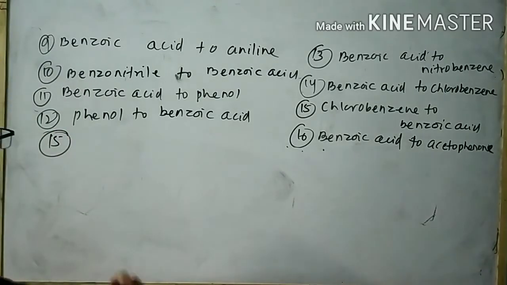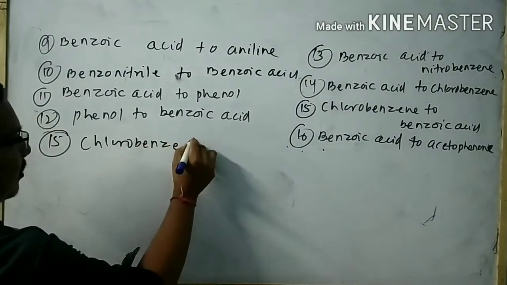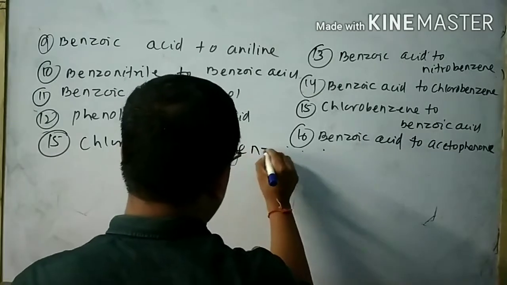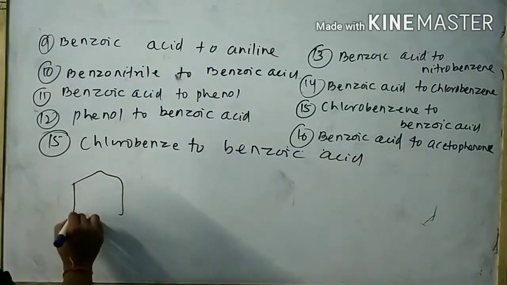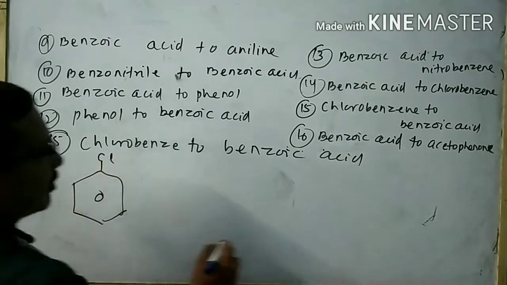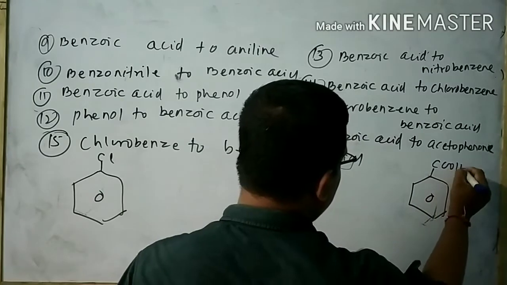Now I will solve question number 15, that is your chlorobenzene to benzoic acid. The structure of chlorobenzene is this. The structure of benzoic acid is this.